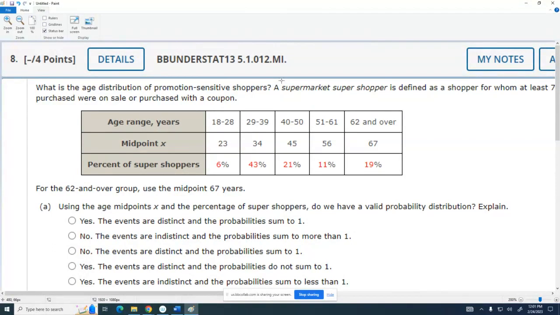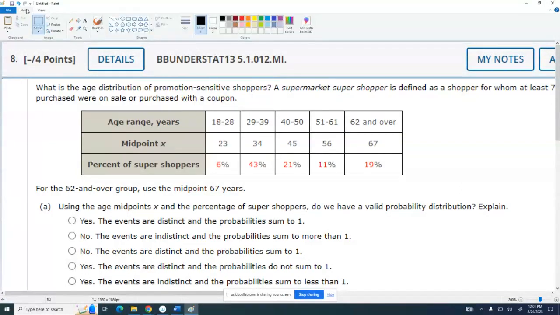Now, part A. Use the midpoint. Is it valid or not? Yes, it's valid. Why? Because when I take the sum, did you get 100%? Yeah, it is valid. So I can check. The sum must be 1.